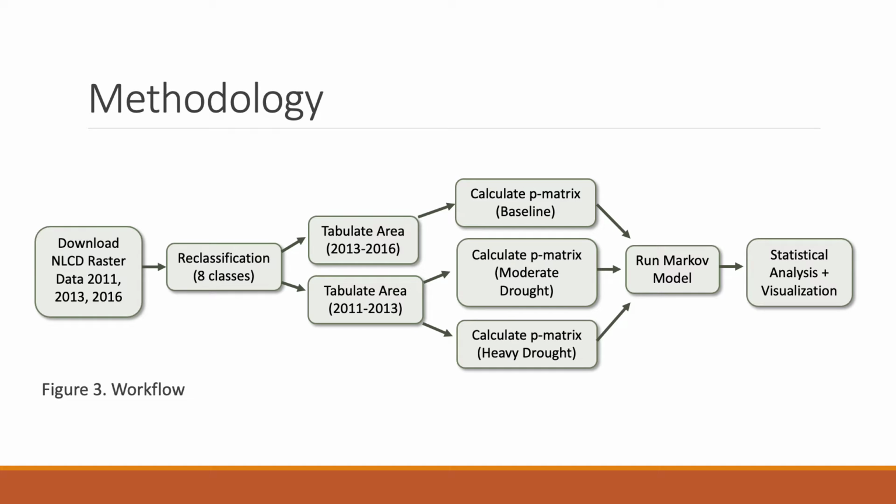To determine the probability of each land cover type transitioning to the next, I used the Tabulate Area tool in the Spatial Analyst toolbox in ArcGIS Pro to generate an output table that has the land cover categories in rows and columns between 2011 and 2013, as well as between 2013 and 2016.